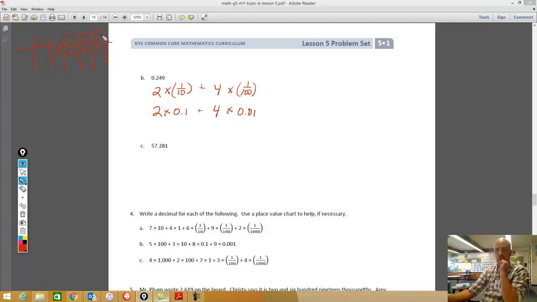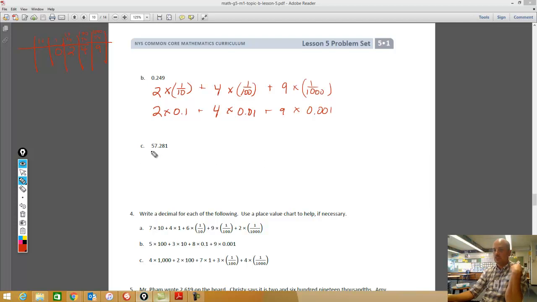And then I have this last one, 9. I have 9 groups of what? I'm adding it to these two. I have 9 groups of 1,000th. Okay? So 9 times 1,000th, or 9 times 1,000.